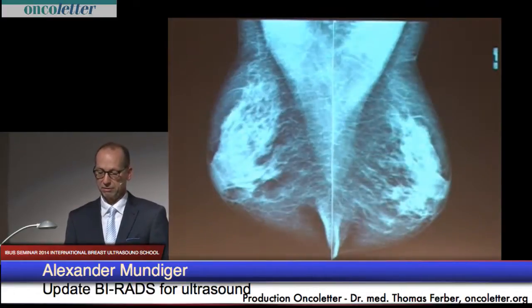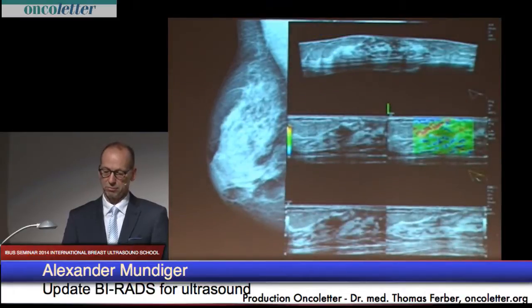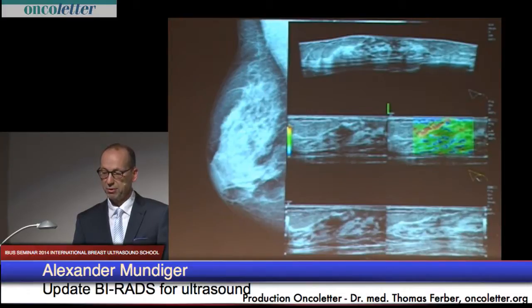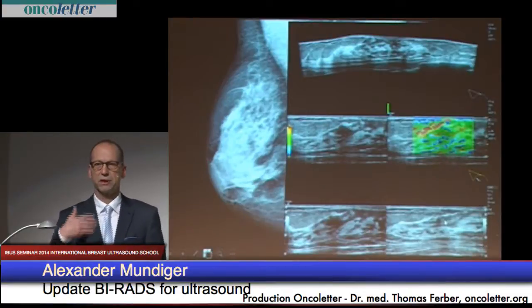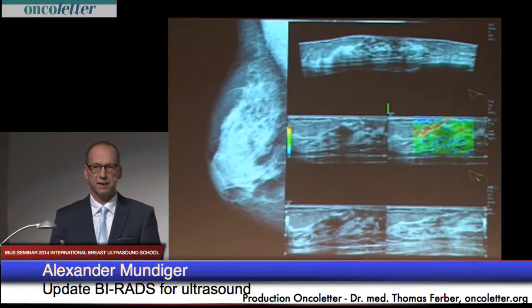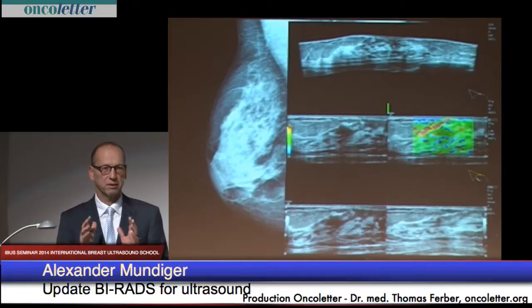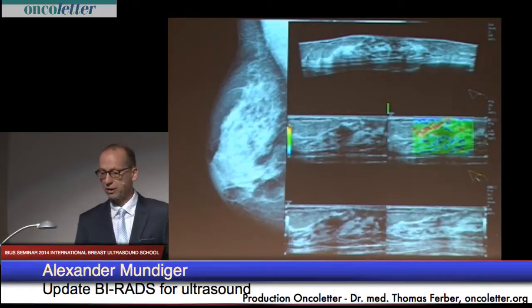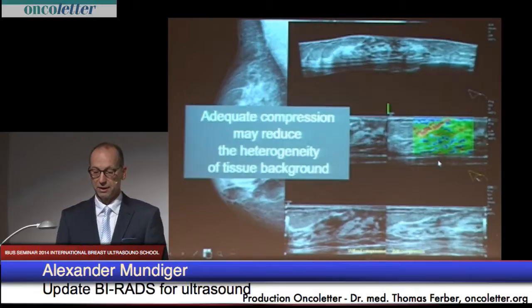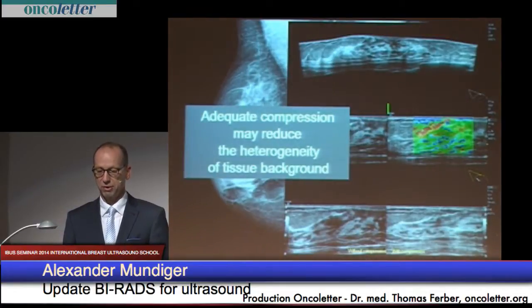And here we have a patient with a 2 to 3 ACR density. And look at this hypoechoic area we can see here. And if you're compressing this hypoechoic area, you have a completely normal appearance. So you have to be familiar with the physics, and the major advice is go on with the compression if you have a heterogeneous echo structure. Another alternative would be using elastography here. So this is an important advice.